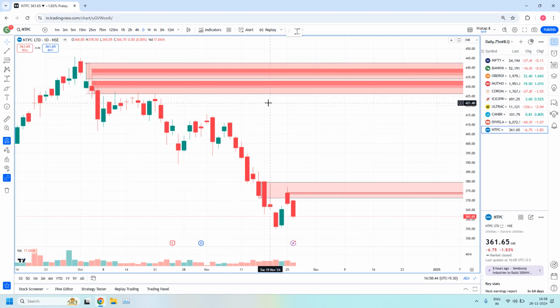So these are the high liquidity zones identified in the previous report. Hope this information will be useful to you. Let's all meet again in our next video. Thank you.